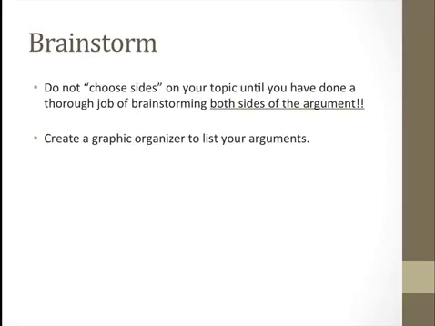When you start brainstorming, don't choose sides on your topic. What I want you to do is thoroughly brainstorm both sides of the argument, both the positive side and the negative side. Because believe me, I can't think of too many issues where you could not make an argument for each side, a good argument. So keep in mind that brainstorming involves both sides of the question. Don't decide which one you're going to write about. And you're going to create a graphic organizer to list your arguments. And we're going to take a look at a sample of the graphic organizer I have in mind in a moment.